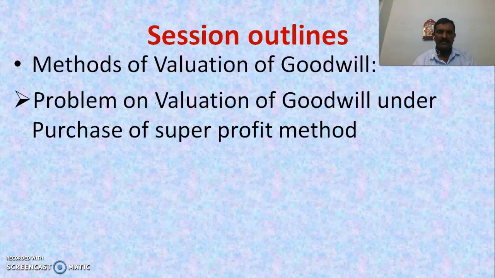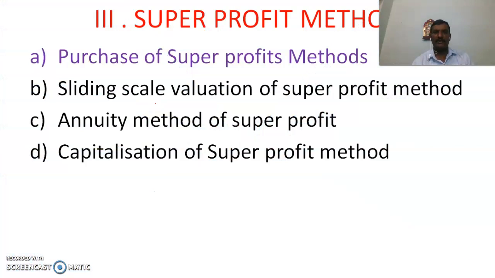So what is this purchase of super profit method? Under the super profit method we have four kinds of methods for valuation of goodwill. The first is the purchase of super profit method, the second is the sliding scale valuation of super profit method, the third is the annuity method of super profit, and the fourth is the capitalization of super profit method. Throughout this session I am going to discuss the first method, the purchase of super profit method.